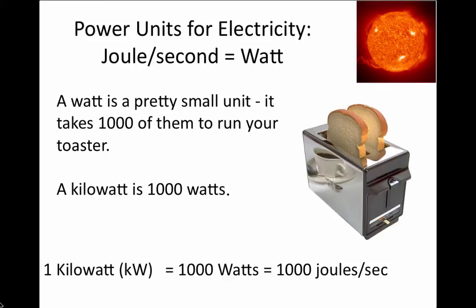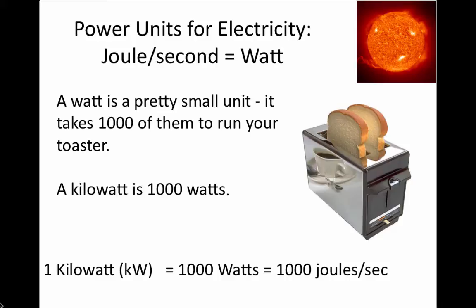Now let's talk about power units. We talked about energy units, which were watt hours. And the power unit, the rate at which energy is produced and consumed, is the joule per second. Because that's difficult to say, joules per second has been defined as a watt. Now again, just like a watt hour, a watt is a small number. It takes 1,000 watts to run your toaster.